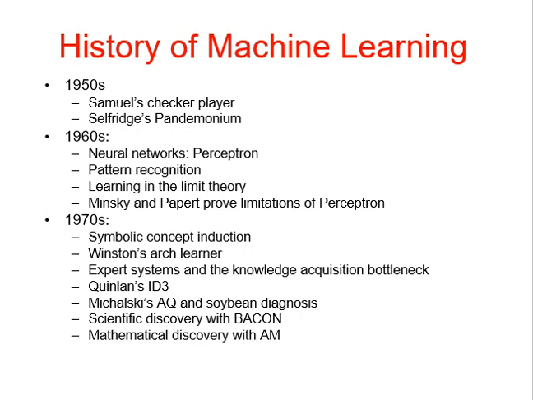In 1950, Samuel's checkers player game was developed, and then self-organizing pandemonium. In the 1960s, neural networks known as perceptron were developed, and then pattern recognition, learning in the limit theory, and Minsky and Papert proved the limitations of perceptron in 1960. And then in 1970, symbolic concept induction, Winston's arch learner, expert systems and the knowledge acquisition bottleneck, and then scientific discovery with background, mathematical discovery with AM were developed in the 1970s.